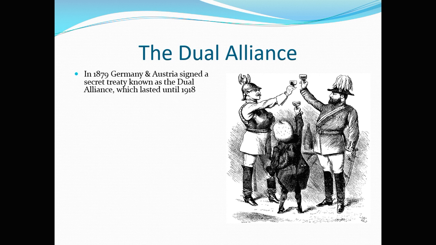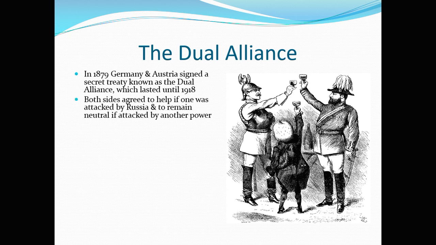So in 1879, the Germans and Austrians signed a secret treaty. I say secret, people were aware there was some form of alliance, but the terms of it were not published. That was known as the Dual Alliance, which essentially lasts until 1918. So Germany essentially is committing itself to Austria over Russia.